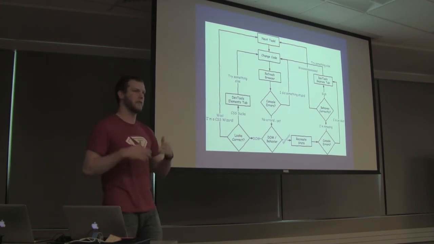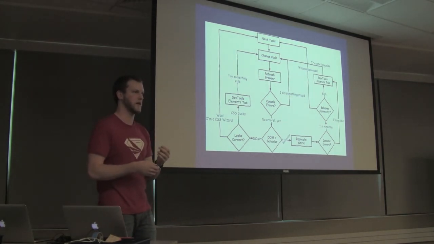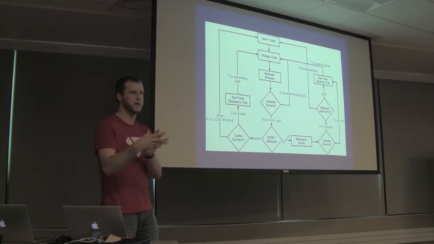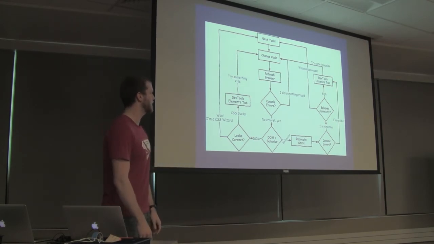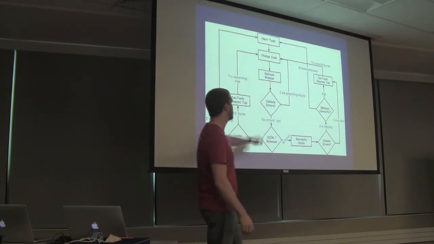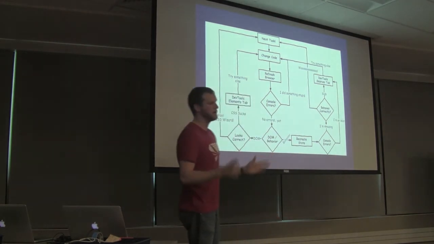What I'm going to describe is how Elm shortens up this feedback loop. So I can just change code, see what happens. So we can already see Elm helps us in a couple ways. For one thing, the console error boxes are gone.